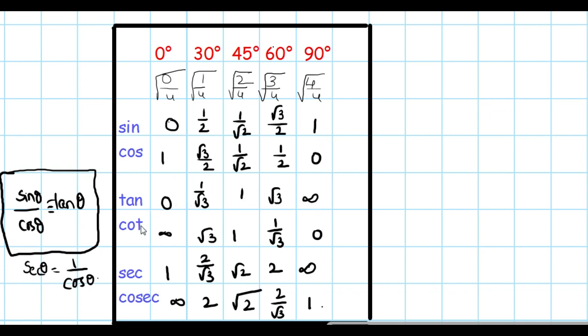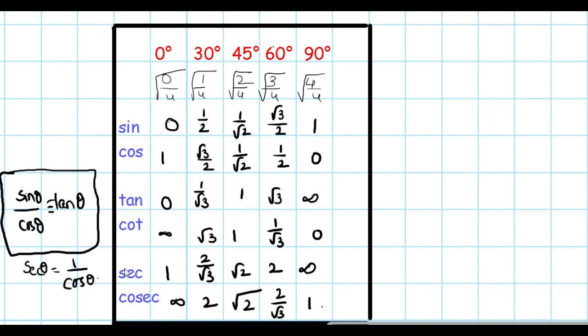Now, the cot values we can simply get by placing these values in the reverse order: infinity, then root 3, tan 45 and cot 45 both are 1, tan 30 will be equal to cot 60 and cot 90 will be equal to tan 0. Just we have placed these values in the reverse order.